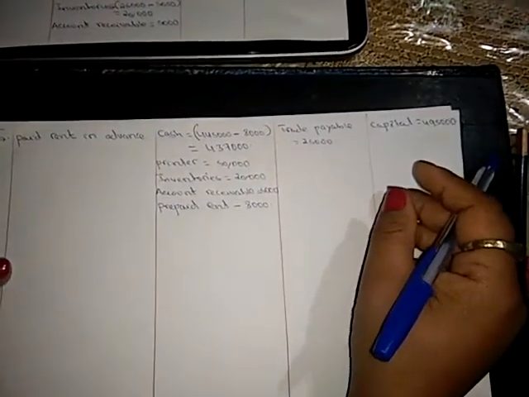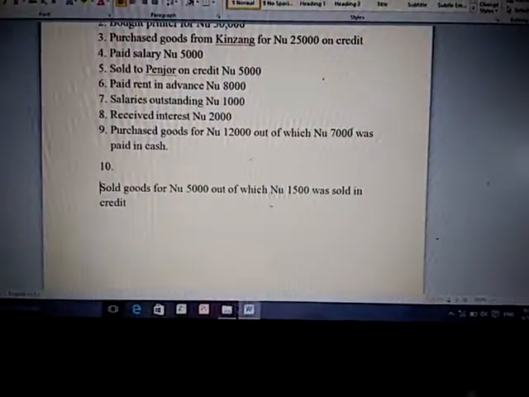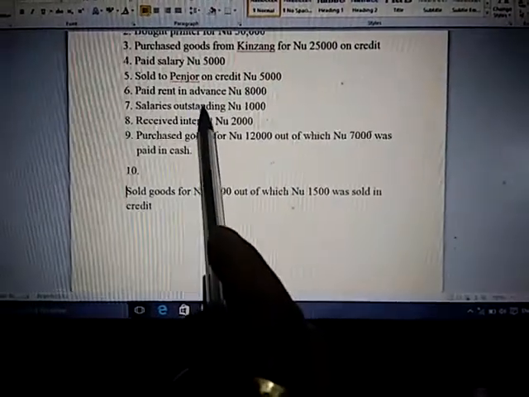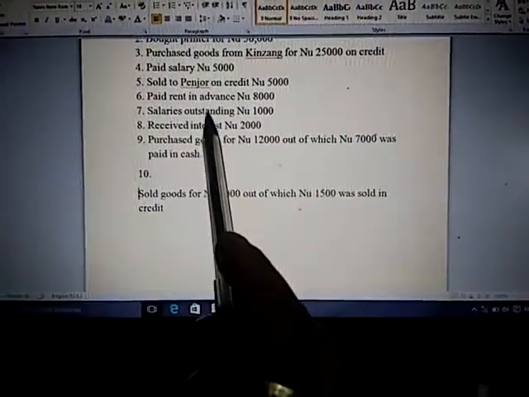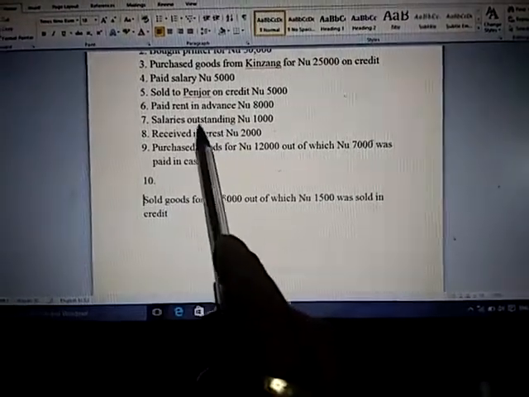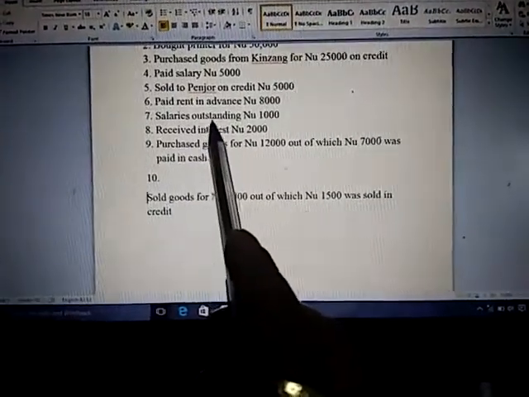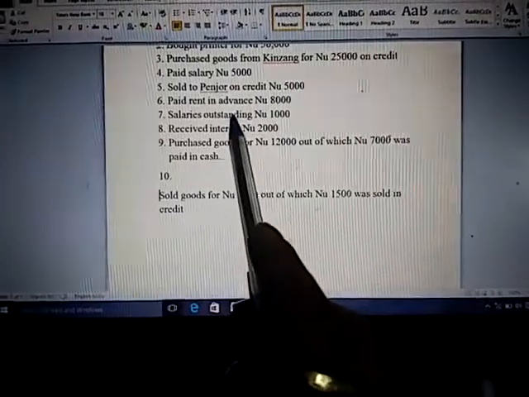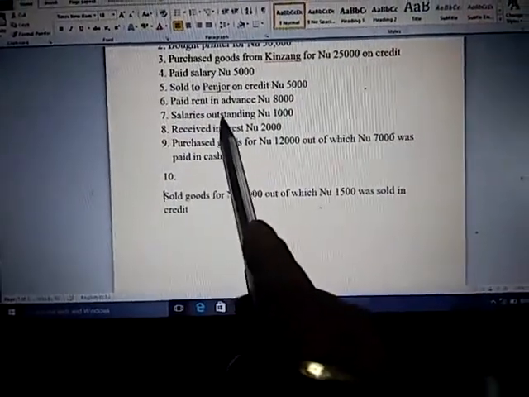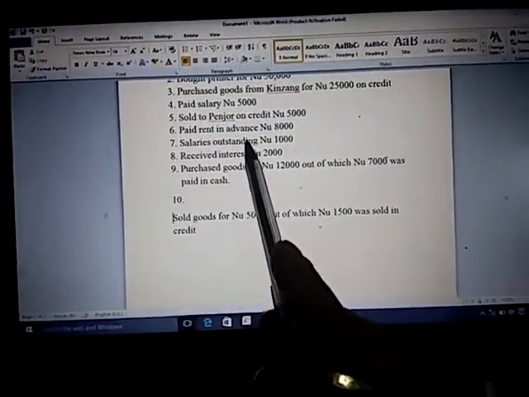We'll move to transaction number 7. Now we are in transaction number 7. Salary is outstanding. It means salary due, unpaid. Now you have to pay. Okay, so whenever you see the word outstanding, it means due, unpaid. So what you have to do, you have to pay it later. So salary outstanding will become liability for you.